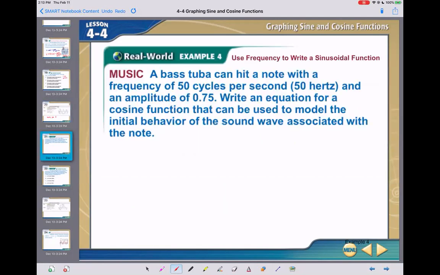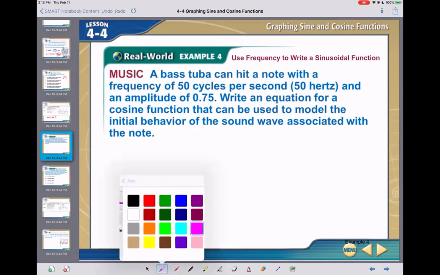So here's an example. A bass tuba can hit a note with a frequency of 50 cycles per second and an amplitude of 0.75. Write an equation for the cosine function that could be used to model this initial behavior of the sound wave associated with the note.